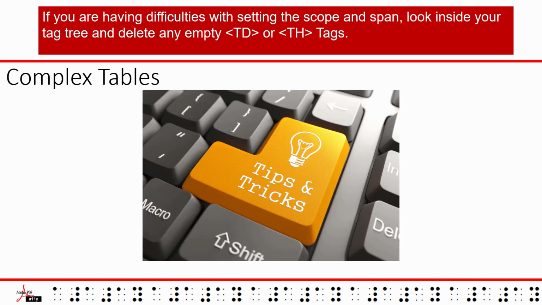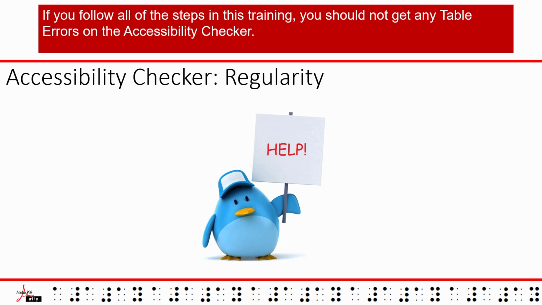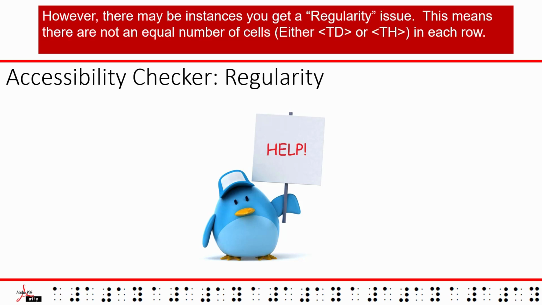If you're having difficulties with setting the scope and span, look inside your tag tree and delete any empty TD or TH tags. Always start with the merged cells when identifying the scope and span, then move on to the unmerged header cells. If you follow all the steps in this training, you should not get any table errors in the accessibility checker. However, there may be instances you get a regularity issue. This means there are not an equal number of cells, either TD or TH, in each row.